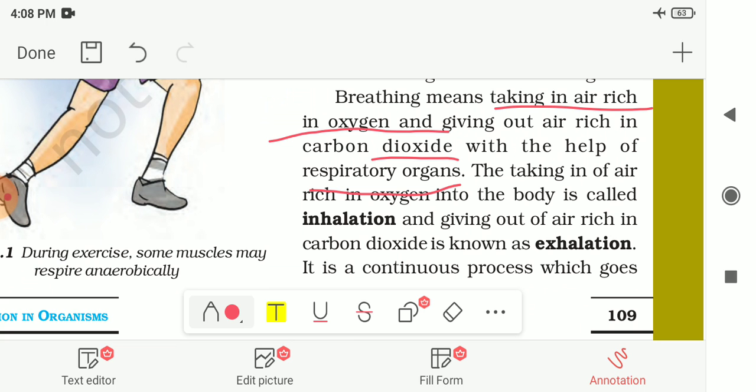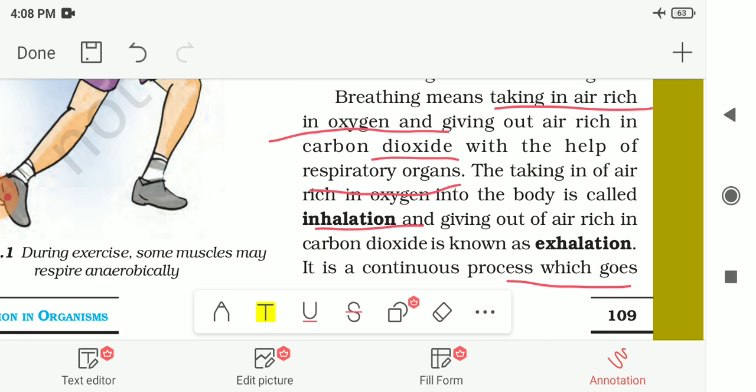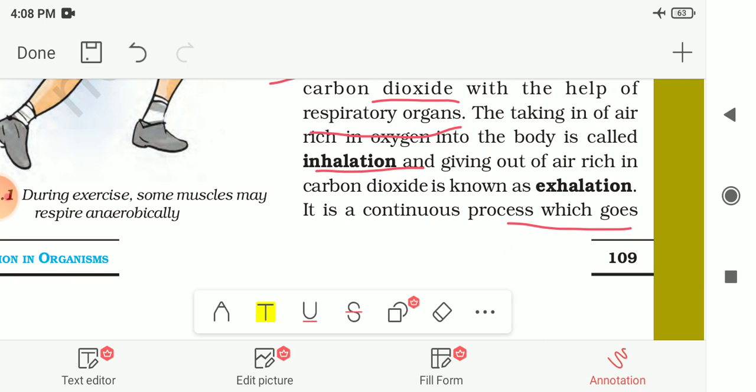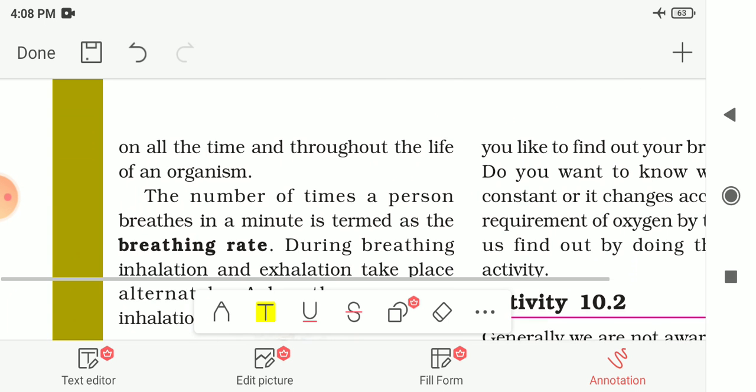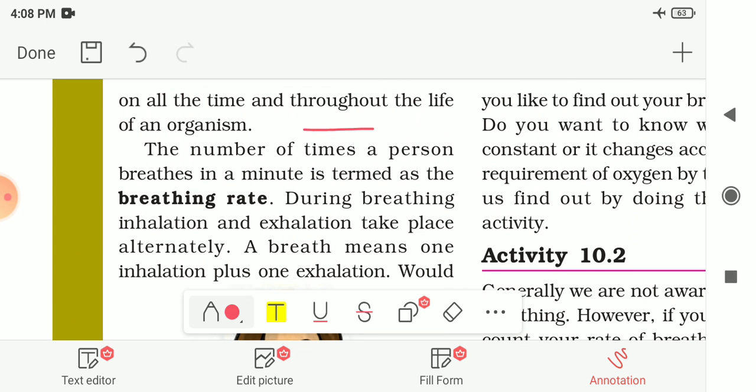Taking in air which is rich in oxygen into our body is known as inhalation, and giving out air rich in carbon dioxide is known as exhalation. It is a continuous process which goes on all the time and throughout the life of an organism. Until we are alive, this process is occurring in our body.